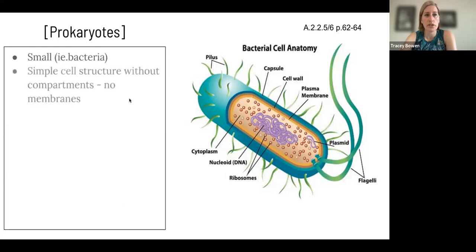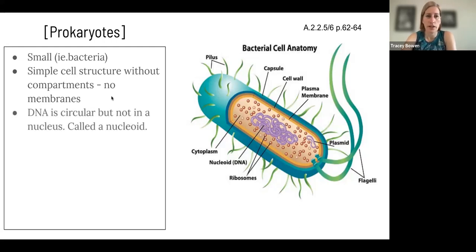So prokaryotes are small, much smaller than eukaryotes, and they're bacteria. They have a simple cell structure with no compartments and no membrane structures inside the bacteria. But on the outside edges, there are. So there's obviously a membrane on the outside, because otherwise everything would be flowing in and flowing out of the cell, and it wouldn't be able to maintain its integrity on the inside.